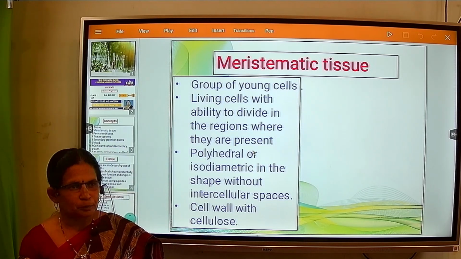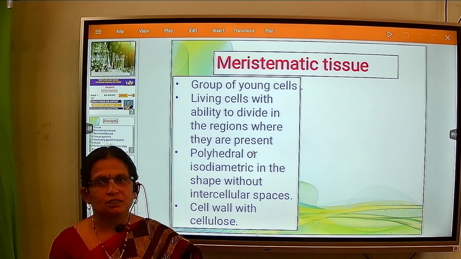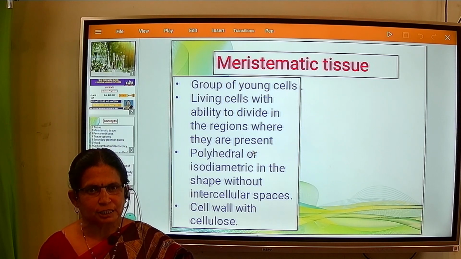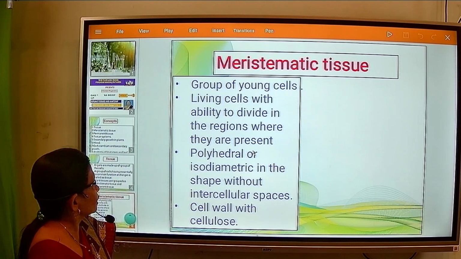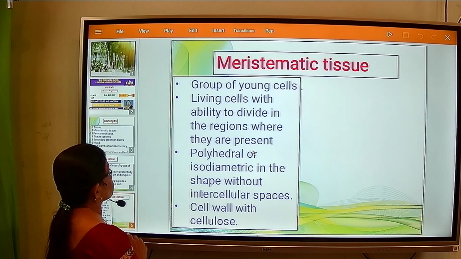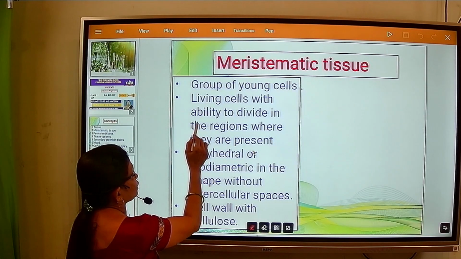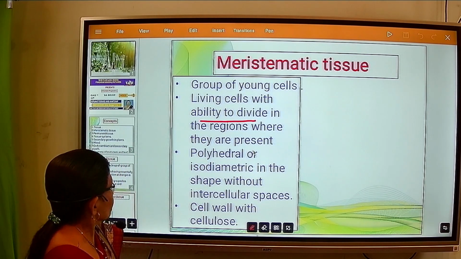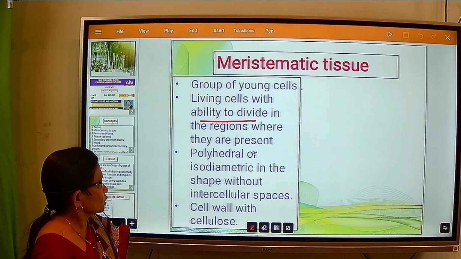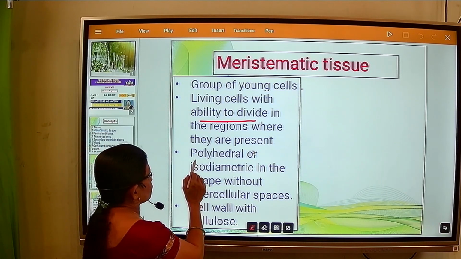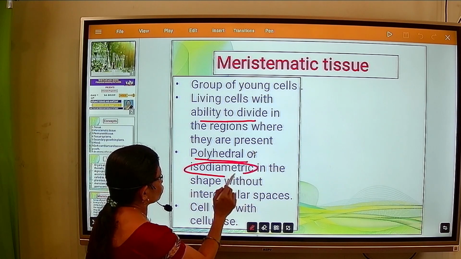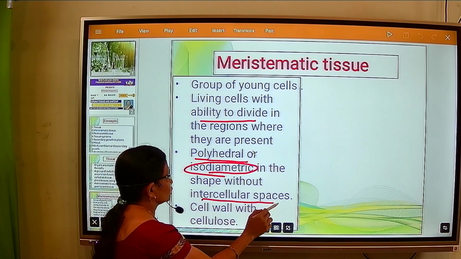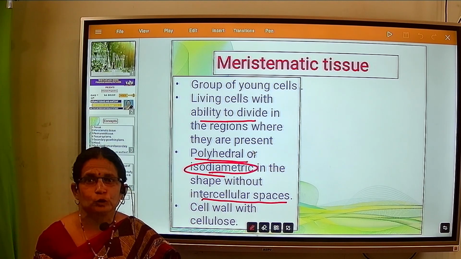That means the meristematic tissues occur in the embryonic condition or in the young condition of the root or the stem where they grow. The second character of the meristematic tissue is that they are living cells with the ability to divide in the regions where they grow or they are present. The third character is they are polyhedral or isodiametric in shape. And the most important thing, they are without intercellular spaces.